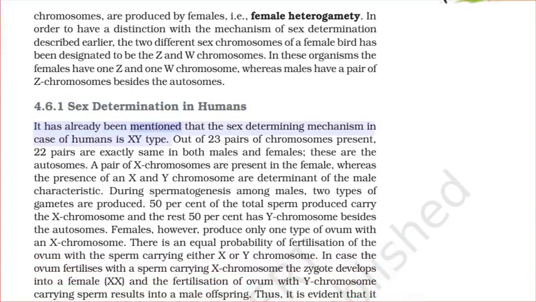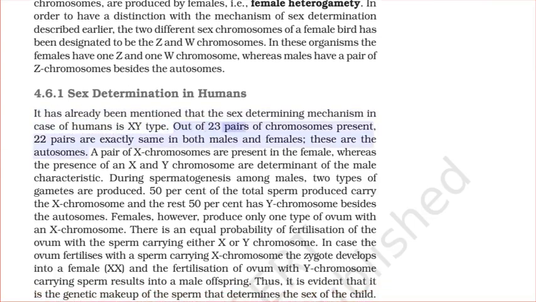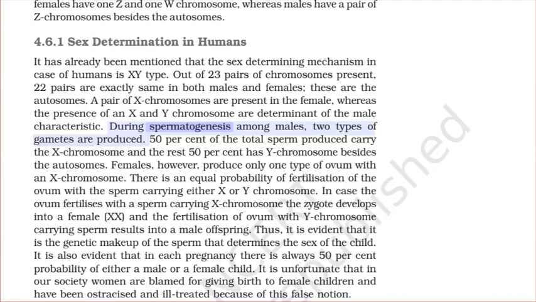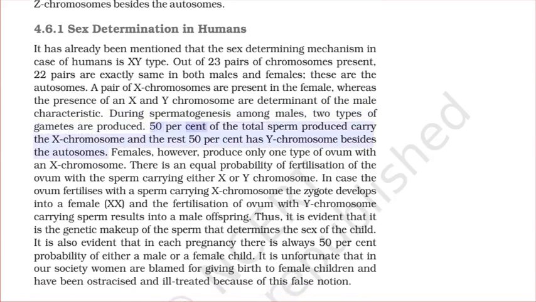Sex determination in humans. It has already been mentioned that the sex-determining mechanism in case of humans is XY type. Out of 23 pairs of chromosomes present, 22 pairs are exactly the same in both males and females. These are the autosomes. A pair of X chromosomes are present in the female, whereas the presence of an X and Y chromosome are determinant of the male characteristic. During spermatogenesis among males, two types of gametes are produced. 50% of the total sperm produced carry the X chromosome, and the rest 50% has Y chromosome besides the autosomes.